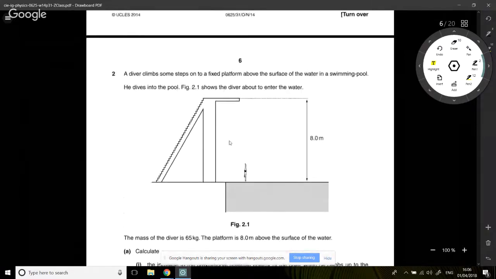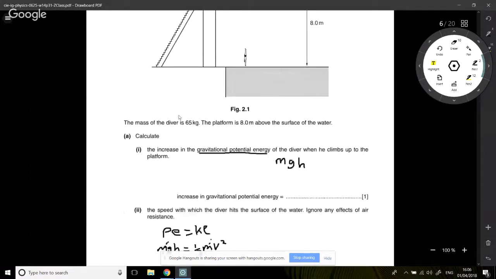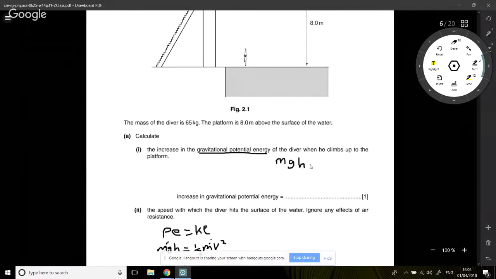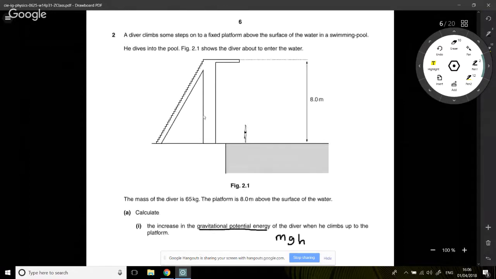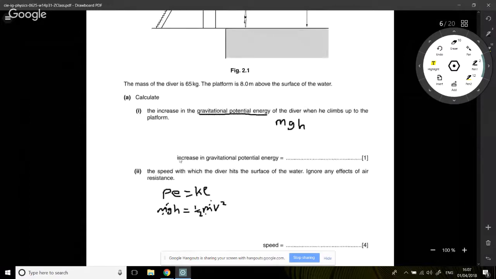All right, some more potential energy questions about a diver diving into a pool. Calculate the increase in gravitational potential energy of the diver when he climbs up the platform. Obviously as he's climbing, he's increasing his potential energy. We just use mgh. We've got his mass. We know the height of the platform. And g we can approximate to, let's say, either 10 or 9.81 if you're being fancy. And you can then calculate his increase in potential energy.